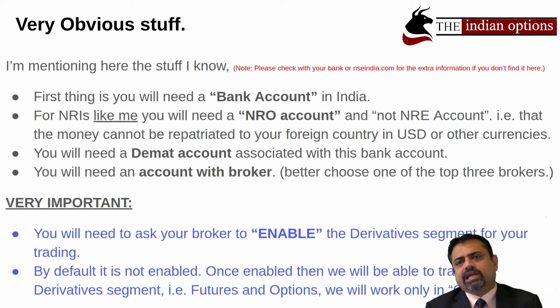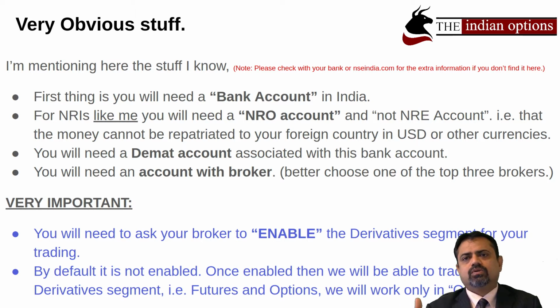The only thing you really need to concentrate on is that when you are opening a demat account, you need to explicitly tell them that you need the derivatives option enabled on your account. By default it is not enabled, because derivatives are supposed to be very technical things that not everybody can do, and they are supposed to be very risky. So by default it is not enabled on any account.